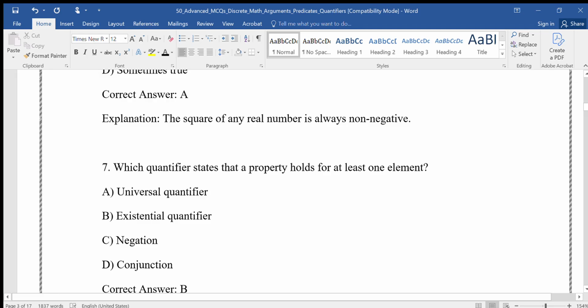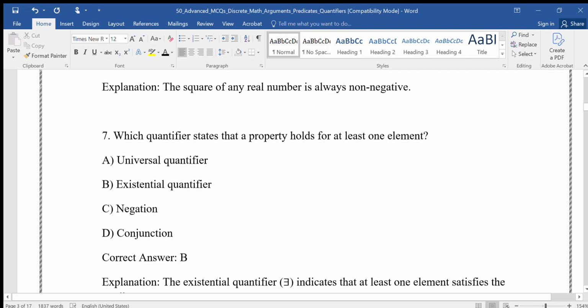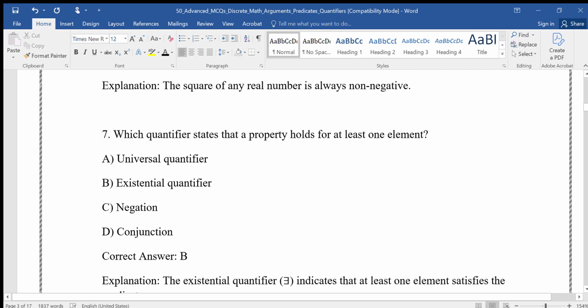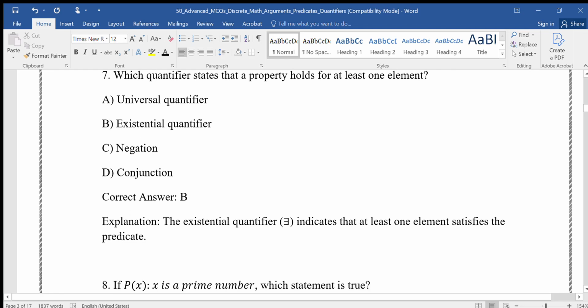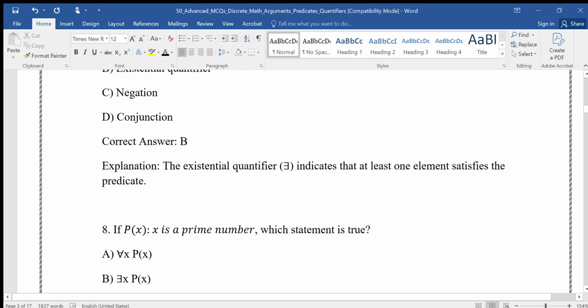MCQ 7. Which quantifier states that a property holds for at least one element? The universal quantifier is for all x. In case of the existential quantifier, it is at least one. Negation means not, conjunction means and. The correct option is the existential quantifier. The existential quantifier indicates that at least one element satisfies the predicate.